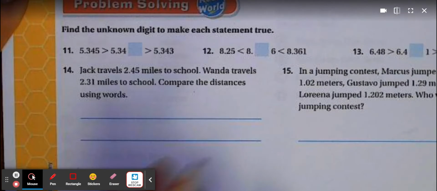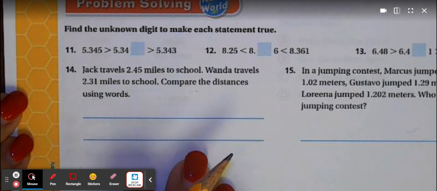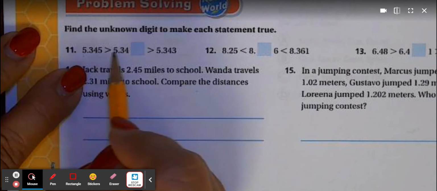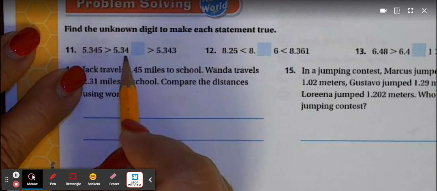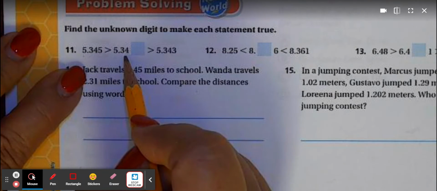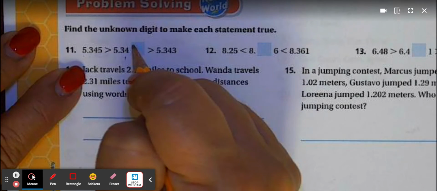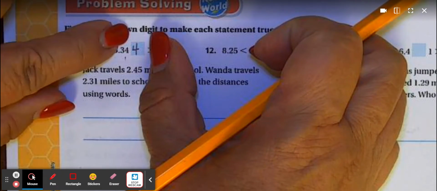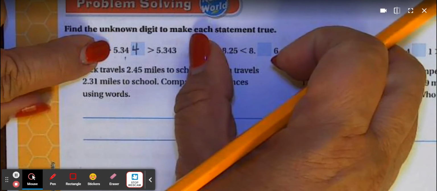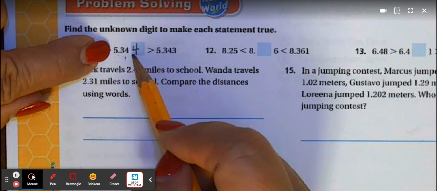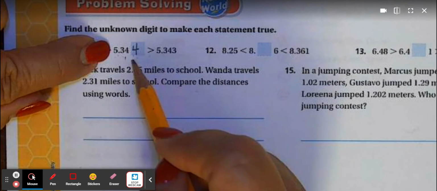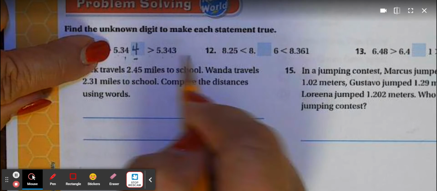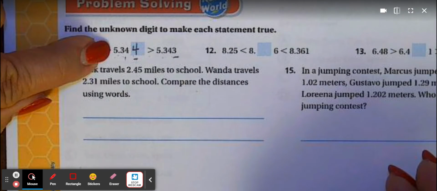Okay, let's look at number 11. We did this in class. 5 and 345 thousandths is greater than 5 and 344 thousandths, and I know that to be true because this is greater. Then I have to switch this over, so I'm going to hide that and move that over here. 5 and 344 thousandths is greater than 5 and 343 thousandths. So looking at the thousandths place value, that makes it a true statement.